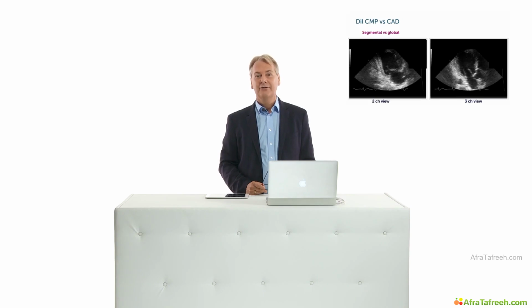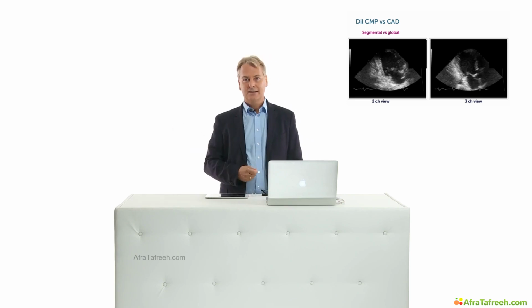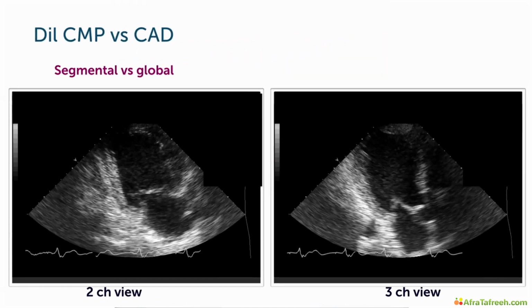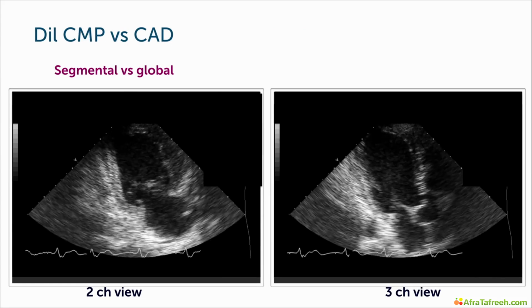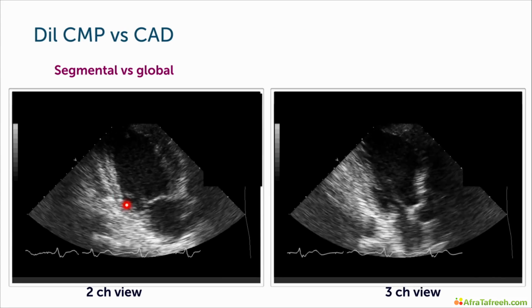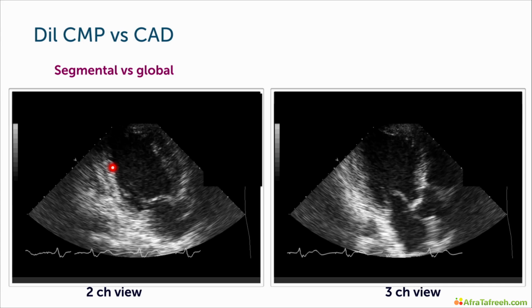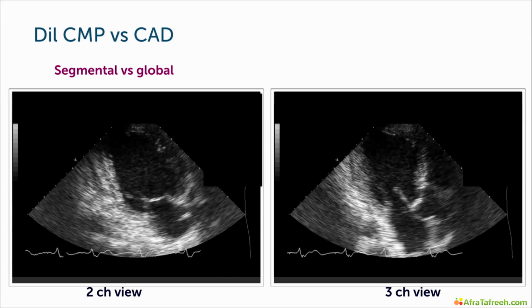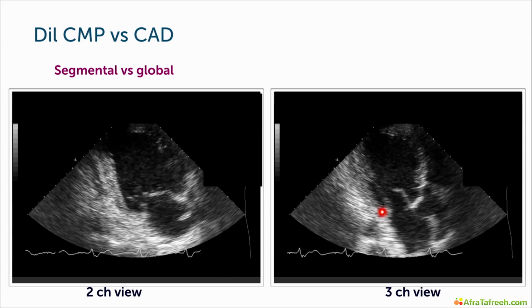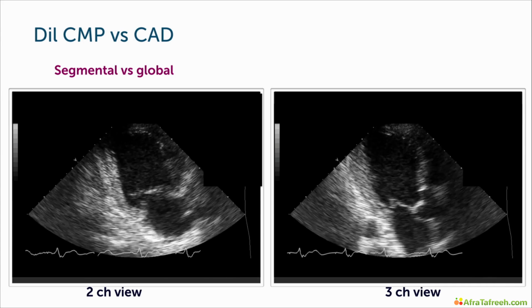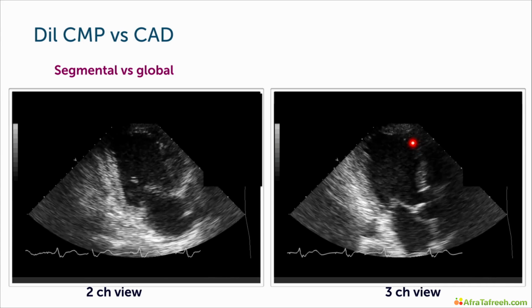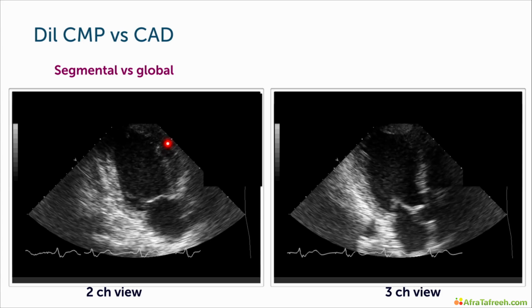Does this patient have true dilated cardiomyopathy with a diffuse reduction in left ventricular function, or are there segmental wall motion abnormalities which would suggest that the patient has ischemic cardiomyopathy? Look closely. We have the impression that the inferior wall here is hypokinetic. And the same is true for the posterolateral region right here. You see the septum seems to contract better, and so does the anterior wall.